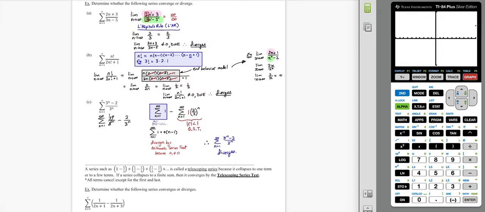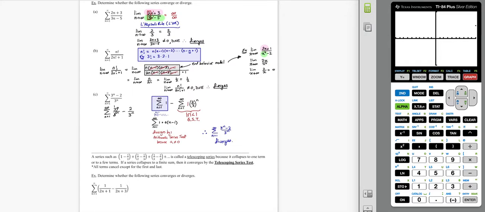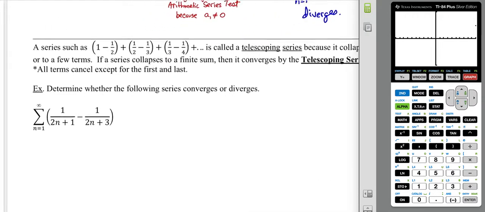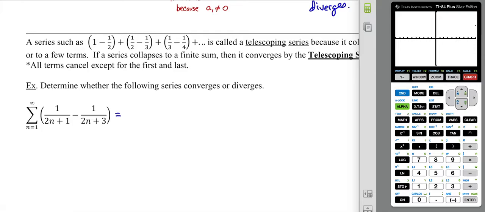So the last little section here: a series such as what you see there is called telescoping because it collapses to one term or a few terms. If it collapses to a finite sum, then it converges by the telescoping series test. All right. So let's take a look at what this boils down to. We'll start with an expansion. So we'll plug in a 1. So 1 over (2 times 1 plus 1) minus 1 over (2 times 1 plus 3).